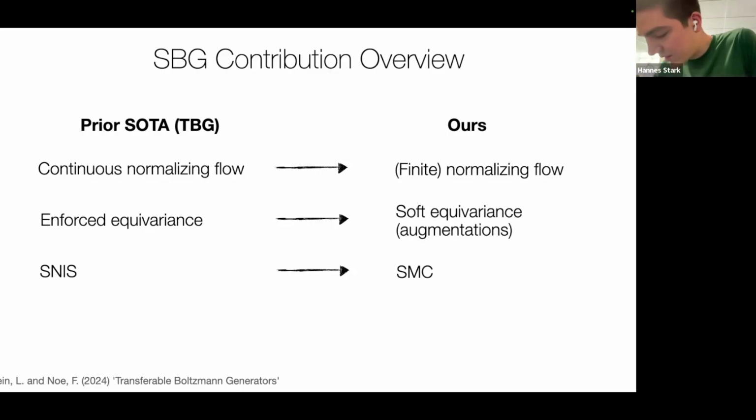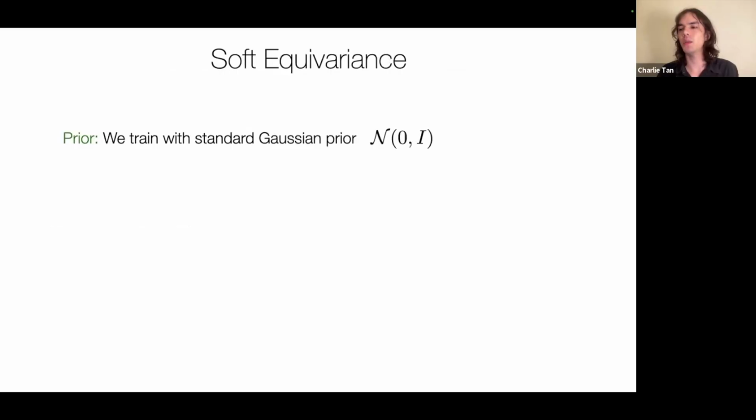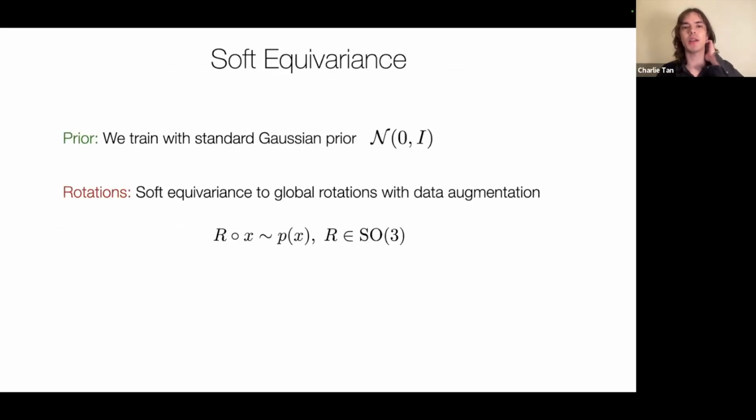And experimentally, what did this mean? In the prior state of the art, they were just doing dipeptides, but by making these changes, we were able to quite accurately sample up to hexapeptide systems. I will move quite quickly through this, but for soft equivariance, we just use a standard Gaussian prior. We rotate the training data.